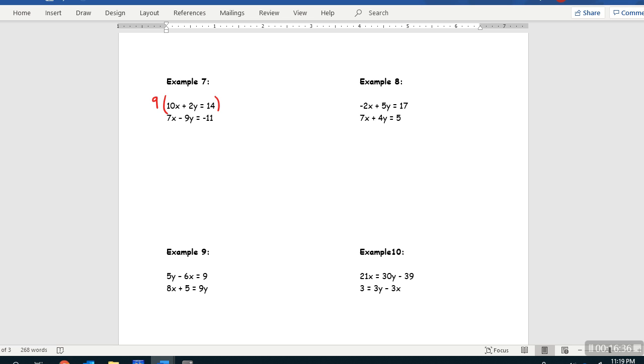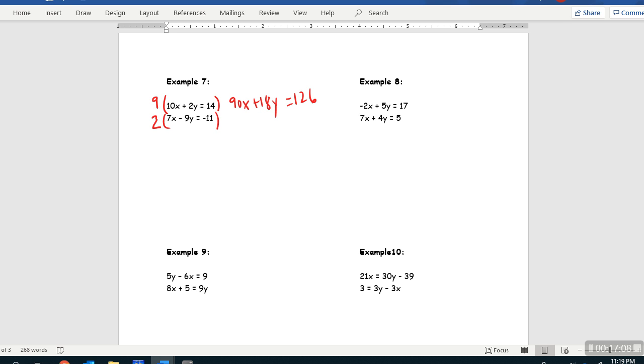And since this 9 is negative, I won't have to worry about the signs. I mean, I am worried about the signs, but they're opposite already. But both of my numbers I multiply by here are going to be positive. So what do we get here? 9 times 10, that's 90x. 9 times 2y, 18y. And 9 times 14, that would be 90 plus 36, 126.